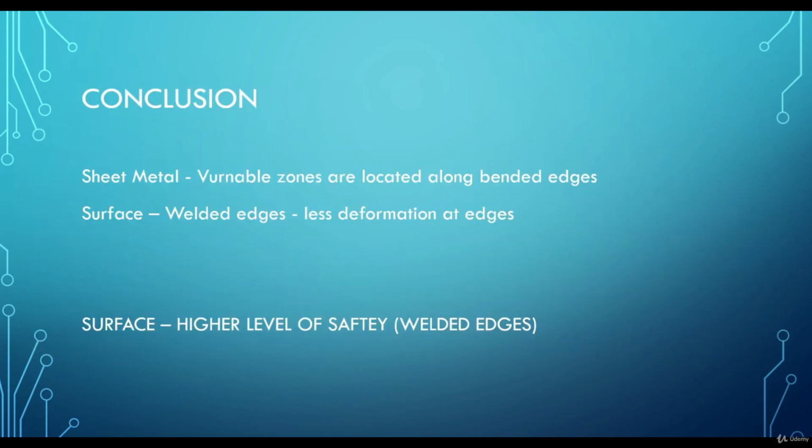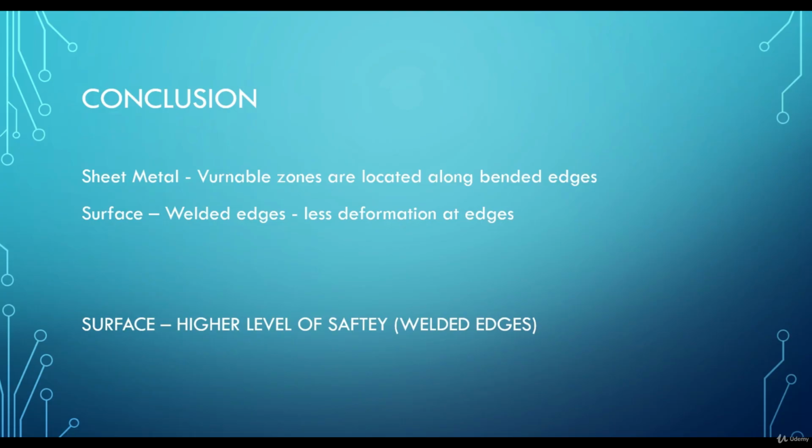So now we have to choose between surface and sheet metal. We would choose surface because of the welded edges. With the welded edges we have less deformation at edges, and with sheet metal we have vulnerable zones that are located along bended edges. And as we saw, we have a higher factor of safety with the surface. So because of the higher level of safety, we would choose surface.